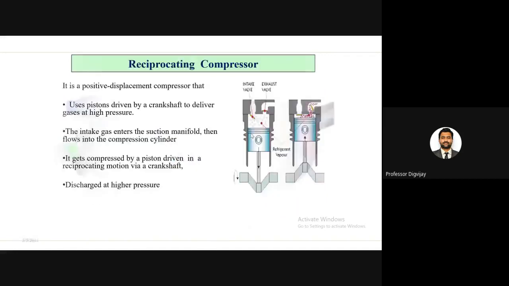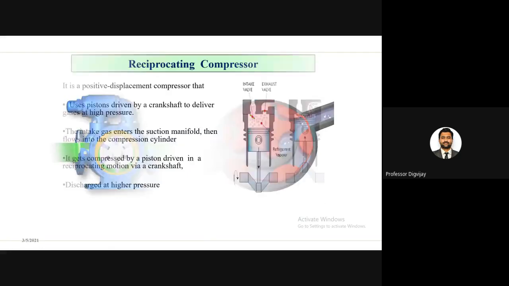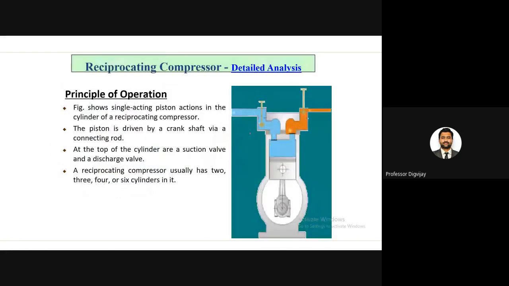Then we have seen the rotary compressors. Some of these animations I have also shown you, showing how the air is getting compressed. Then this was the animation for the reciprocating air compressor. Blue air is the fresh air, then it is being compressed, and compressed air is shown by the red color. So this is how this reciprocating air compressor works.